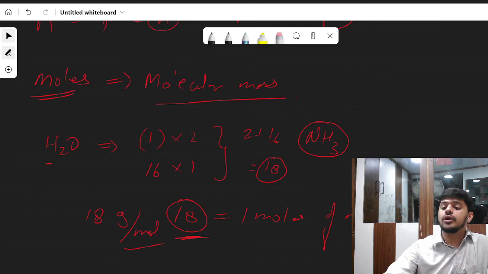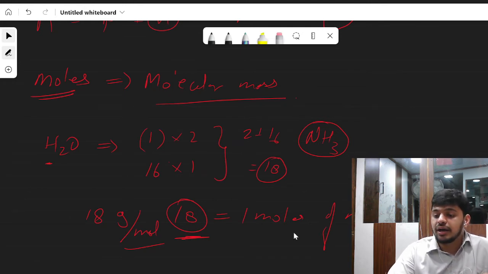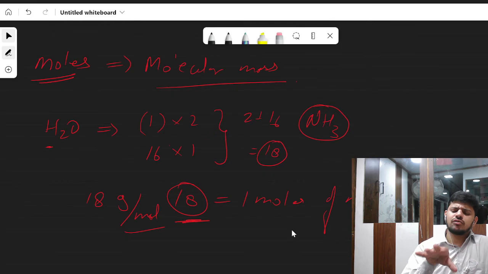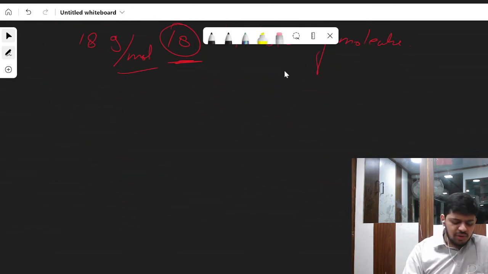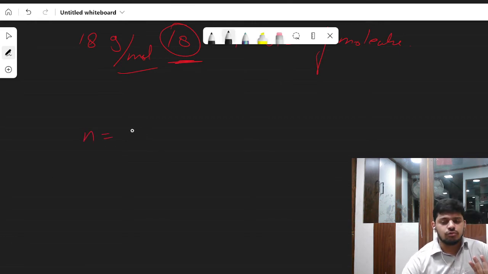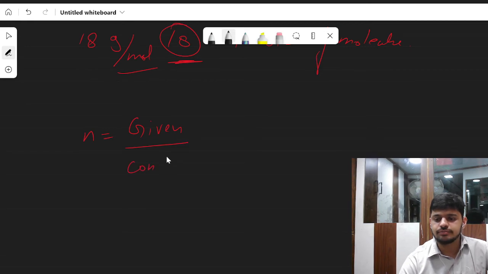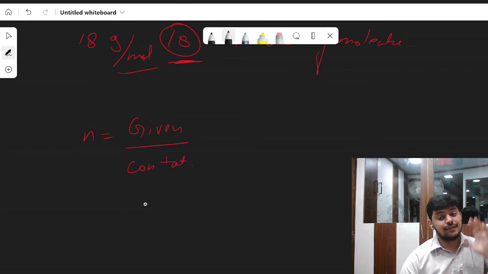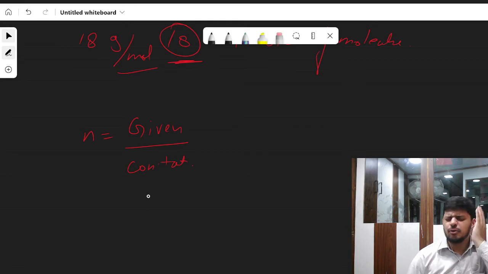Okay, guys, let's come back here. This is one of the applications of the moles. Now one thing always remember: the number of moles will always be equal to the given divided by constant. Sir, what is given and what is constant? I am not able to understand. No problem, just write this in your notebook: n is equal to given by constant.